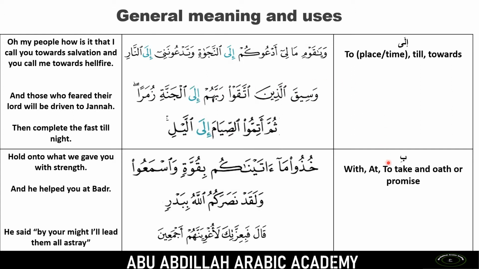Now let us look at ba. Now ba is used to either give the meaning of with or at, or it is also used to swear by someone or to take a promise by someone or something. So let us look at the examples.